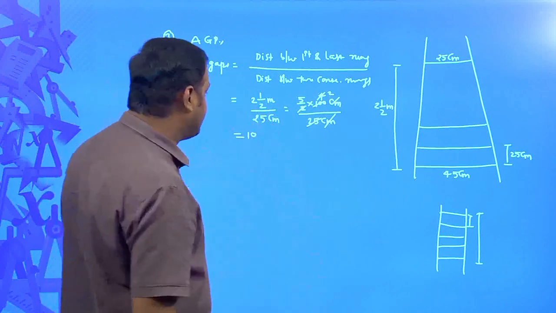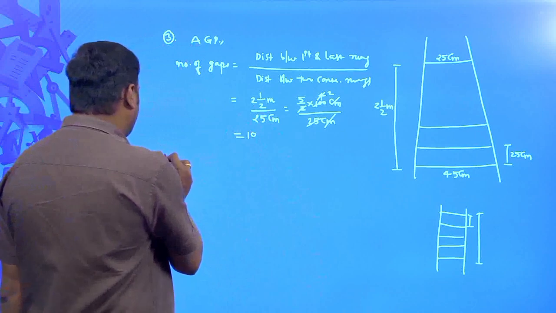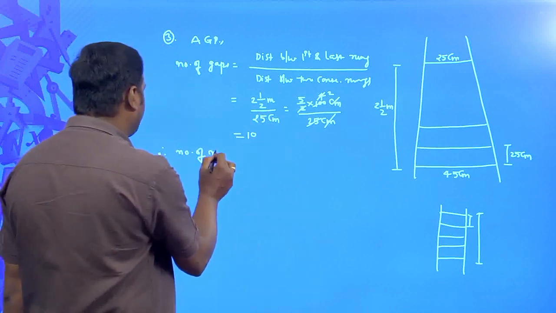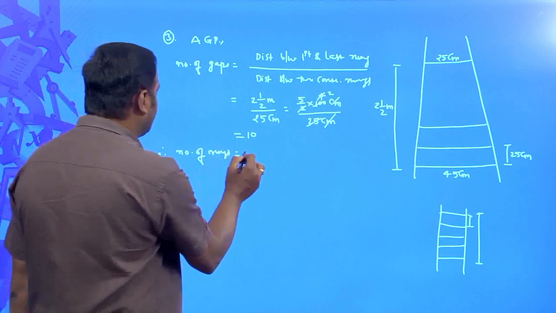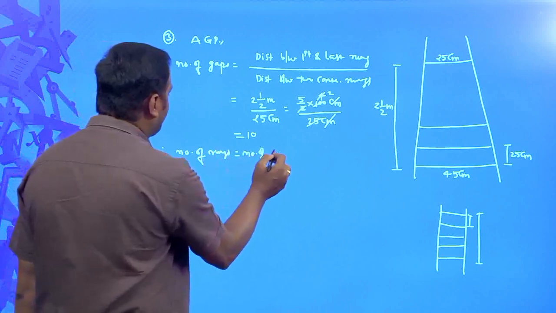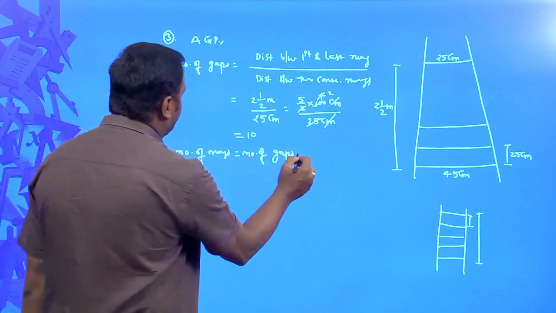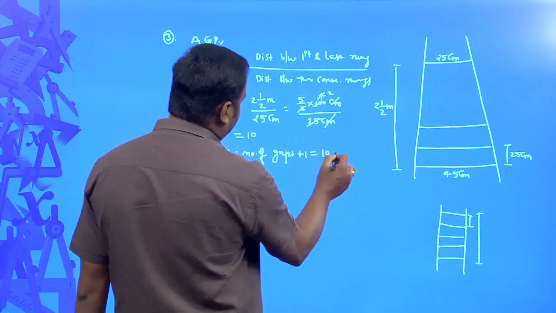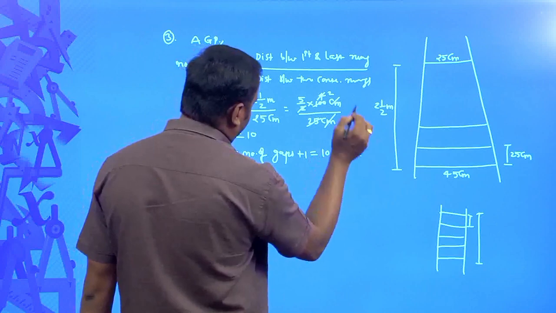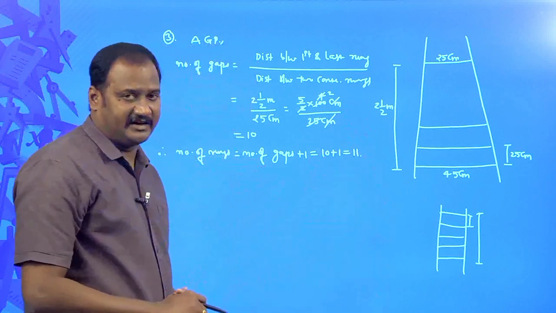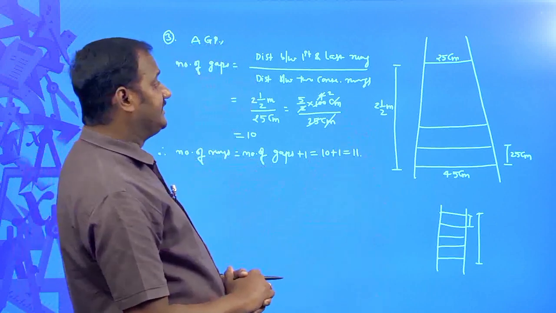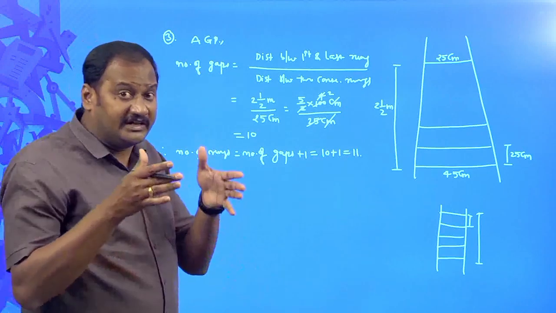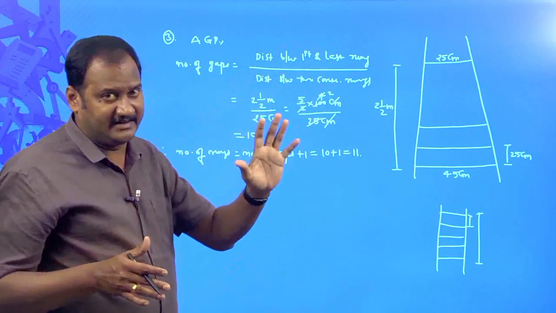Since the number of gaps is equal to 10, therefore, what about the number of rungs? Number of rungs is equal to number of gaps plus 1, right. So, the number of rungs is equal to 10 plus 1, which is 11. So, there are totally 11 rungs. What are we going to calculate here? We are going to calculate the total wood required for only the rungs, not the entire ladder, only for the rungs.